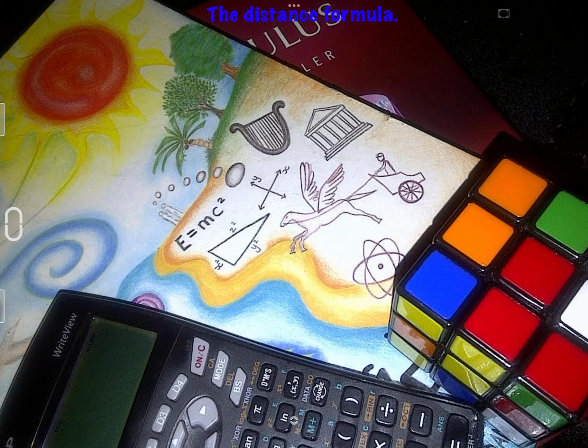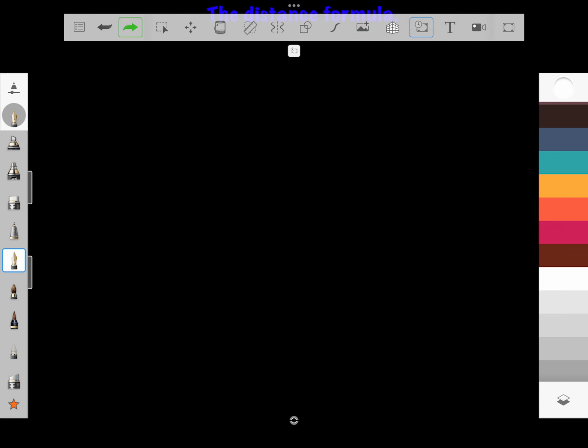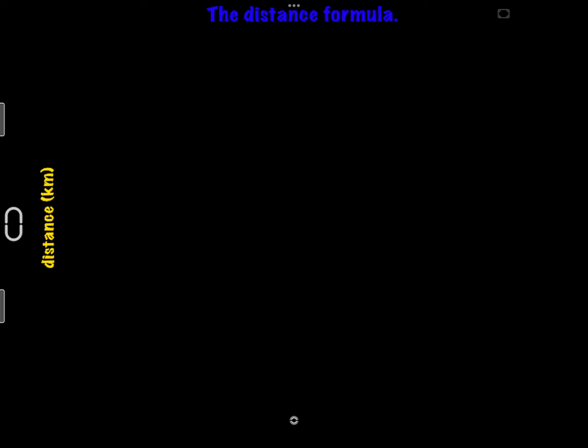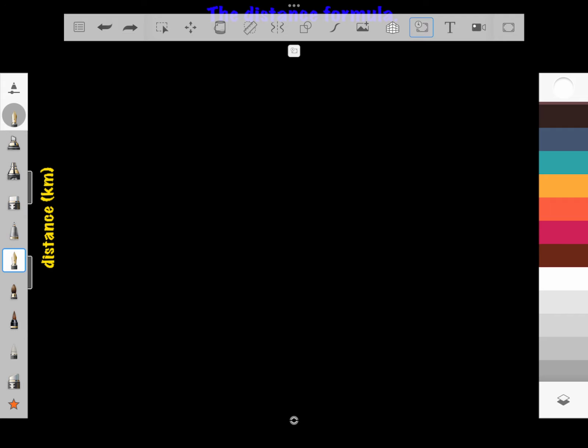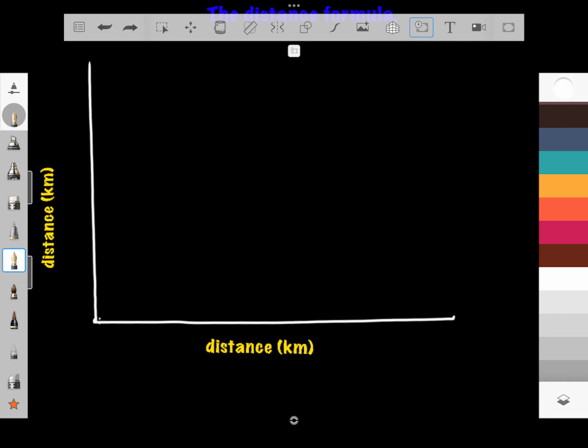Now, for us to be able to understand the logic behind distance formulas, it's very important to look at the Cartesian plane. So we have our Cartesian plane. Suppose that we have the distance on our y-axis. So we have distance in kilometers. We also have the distance in kilometers on our x-axis. Okay, and then we have our y-axis and also our x-axis.